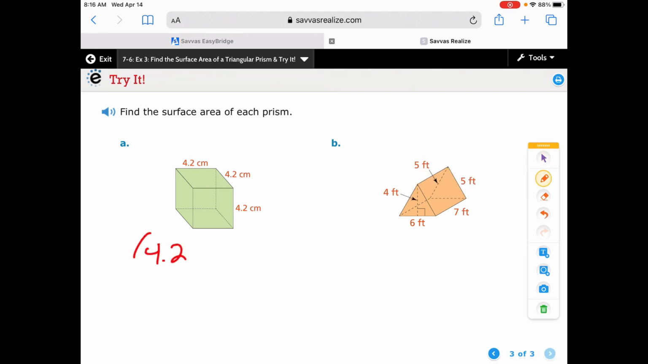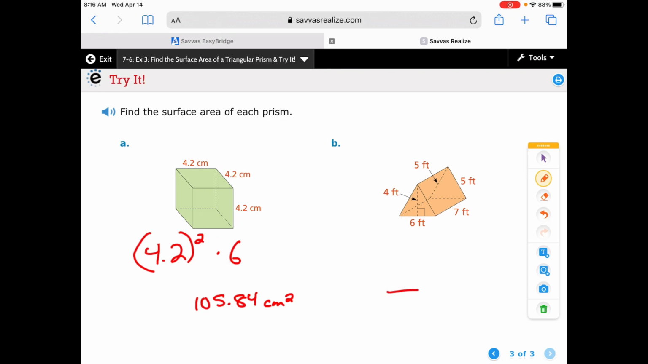If we look at this one, what's nice about the cube is that a simple formula is 4.2 squared, or 4.2 times 4.2 times 6. I say 6 because there are 6 faces. So let's grab a calculator here and take a look at that. Without rounding it off anywhere, it should be 105.84 centimeters squared. And because we're talking about area, we're going to square it.